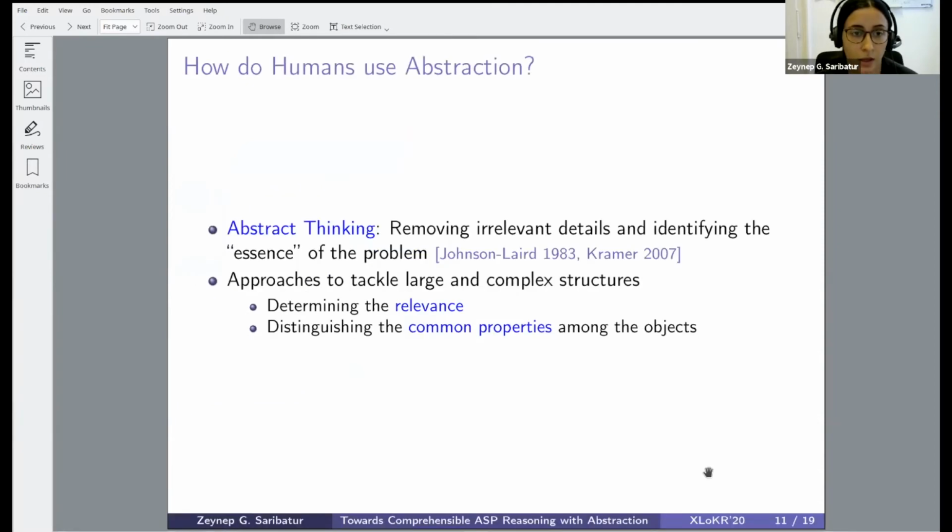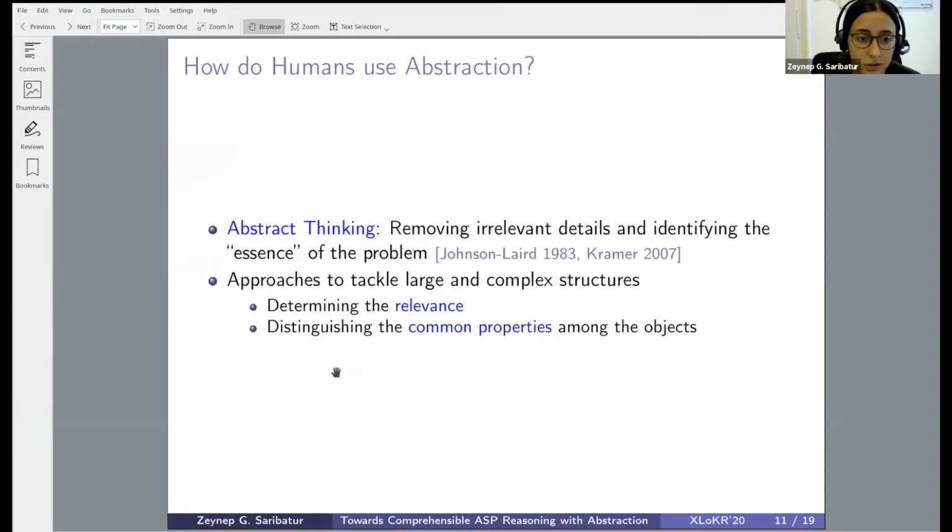As humans, we use abstraction quite without knowing it. We have this abstract thinking where we remove irrelevant details and identify the essence of the problem. There are many works on how humans think using abstraction, and there's also the work of Johnson-Laird, which talks about mental models.